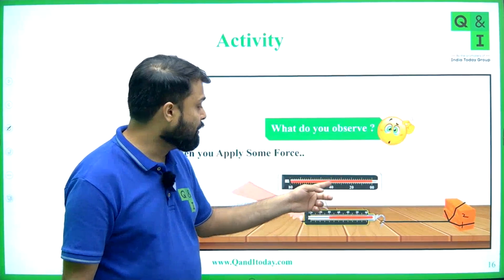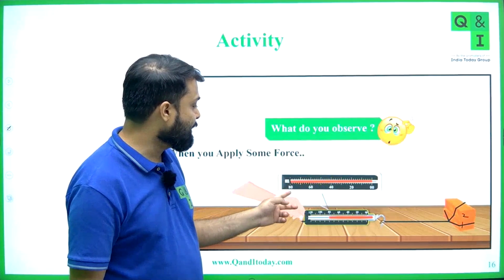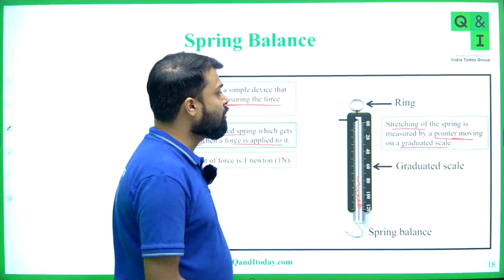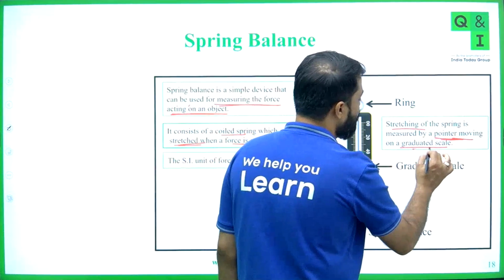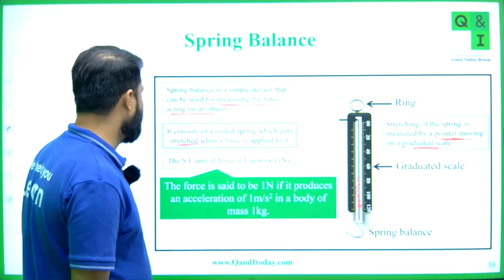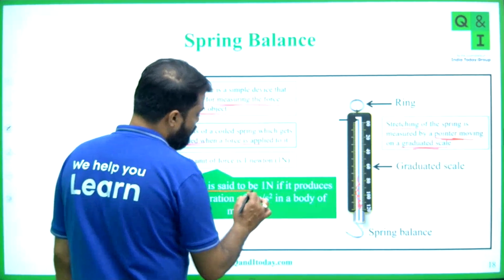Okay, so there is a pointer. Here you can see the force is 80 Newton. So here the stretching of the spring is measured by the pointer moving on a graduated scale. Okay, so if the force is said to be 1 Newton.